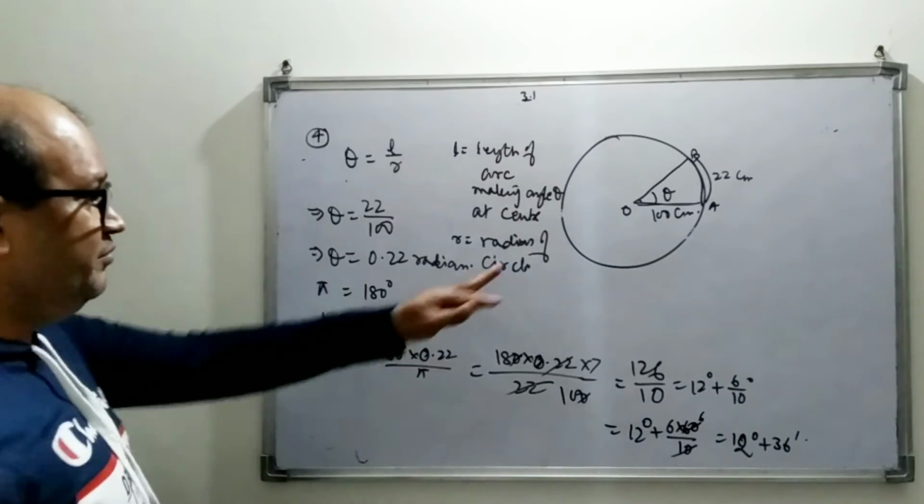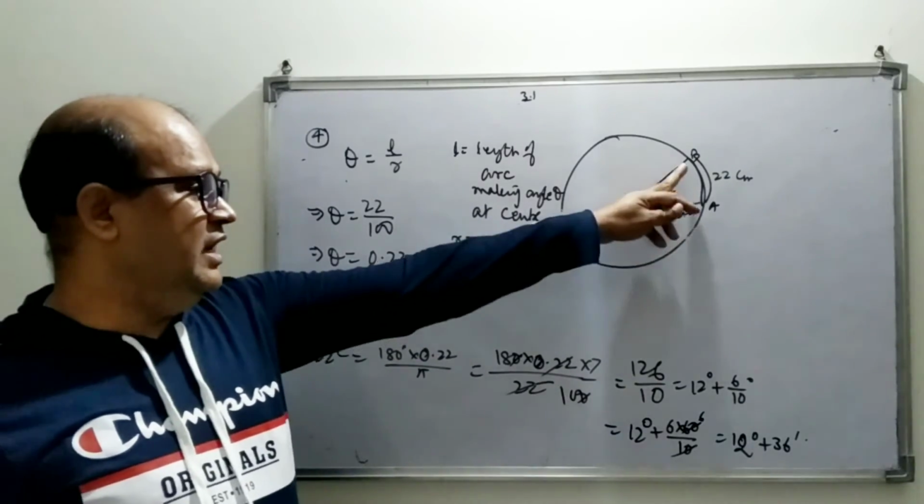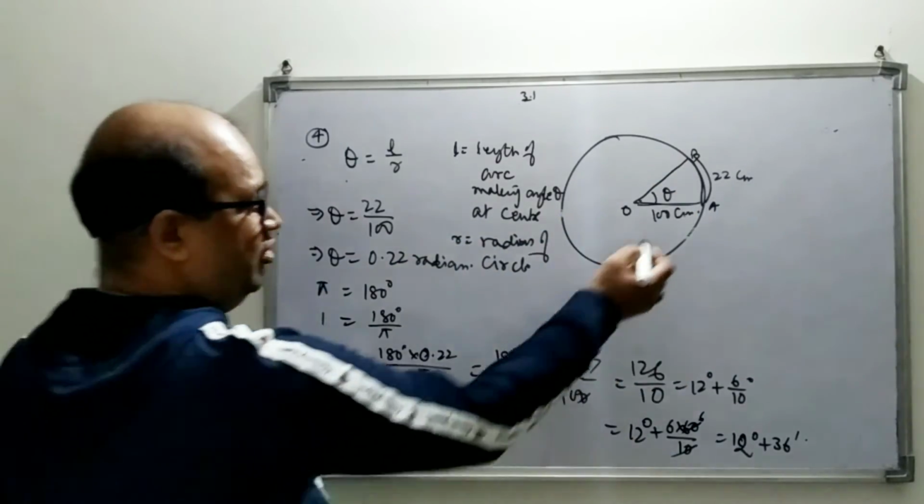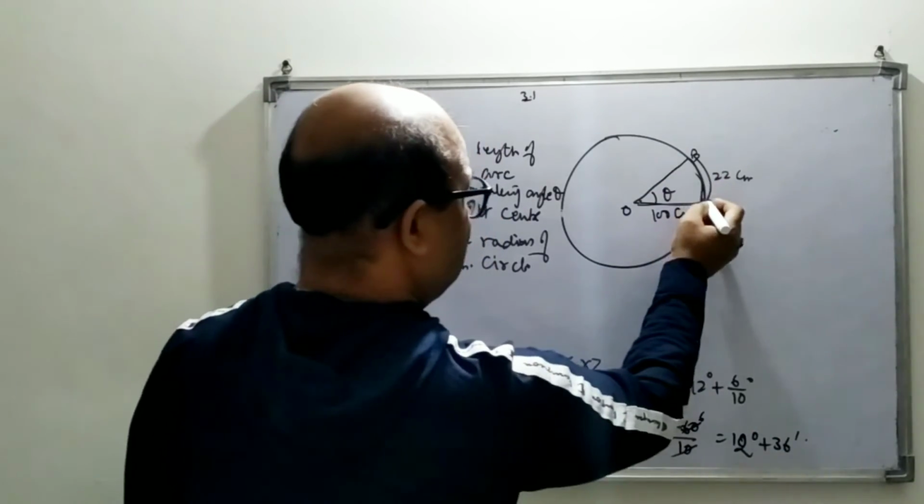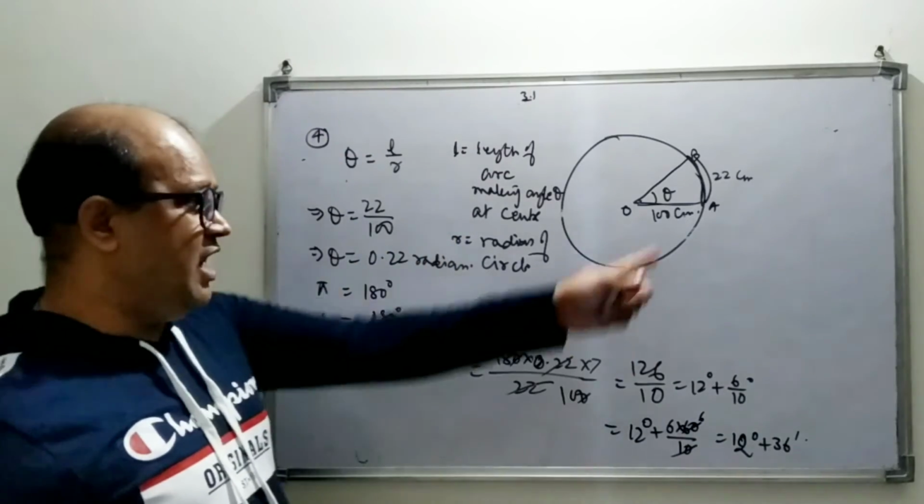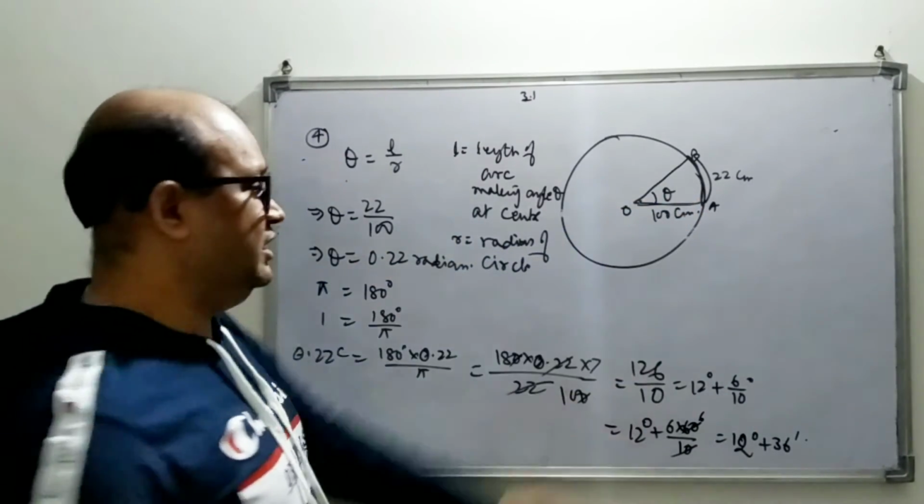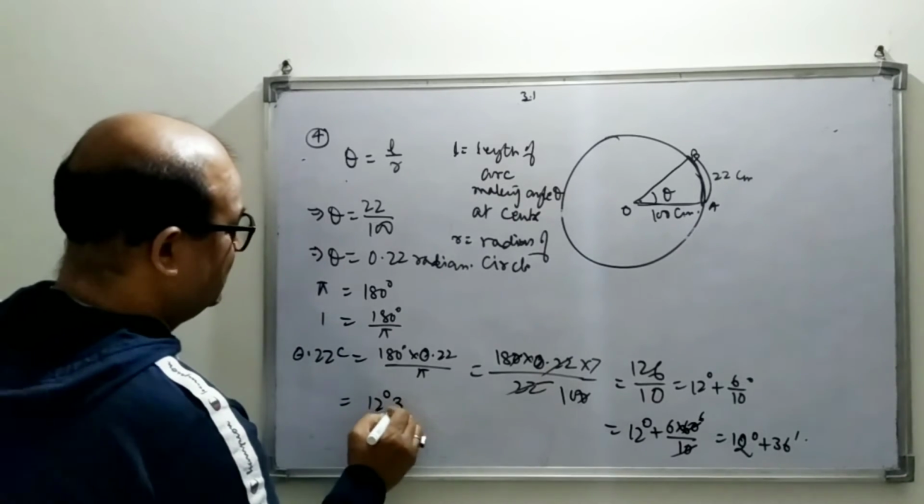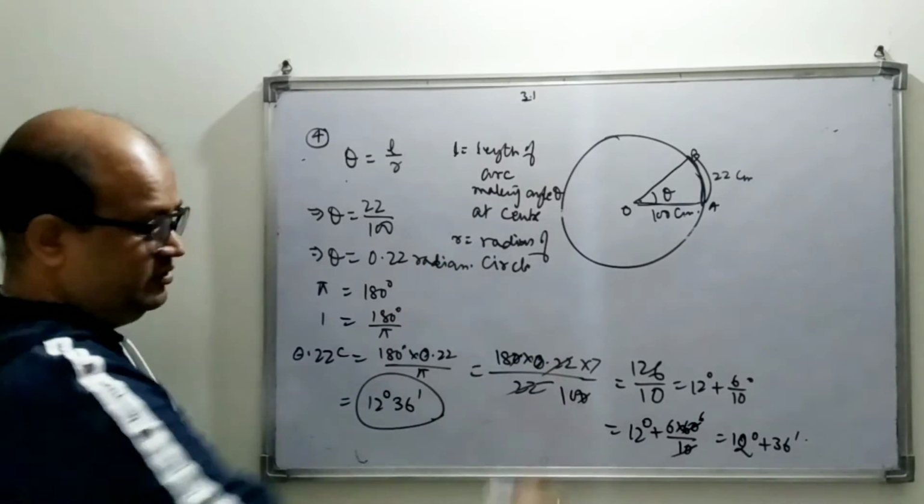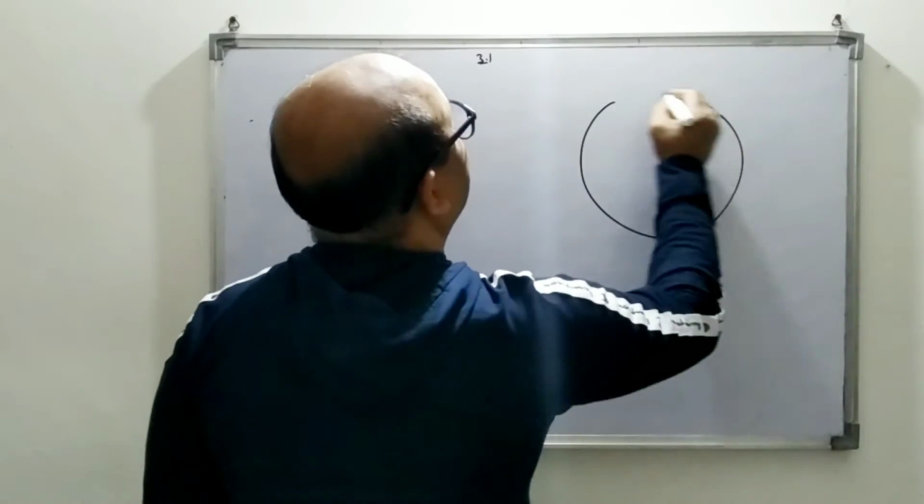Therefore, the degree measure of the angle subtended by an arc of 22 centimeter with radius 100 is equal to 12 degree and 36 minutes.